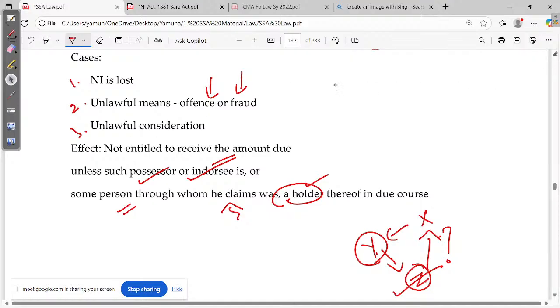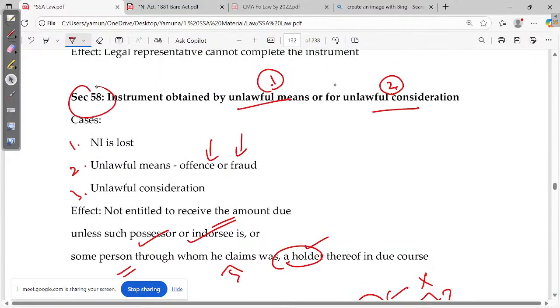That's about section 58. Can you please make a note of section 58? Section 58 and holder in due course are highly connected. We are not directly talking about holder in due course unless they say so, but this section 58 is giving more meaning to holder in due course. Is it okay?